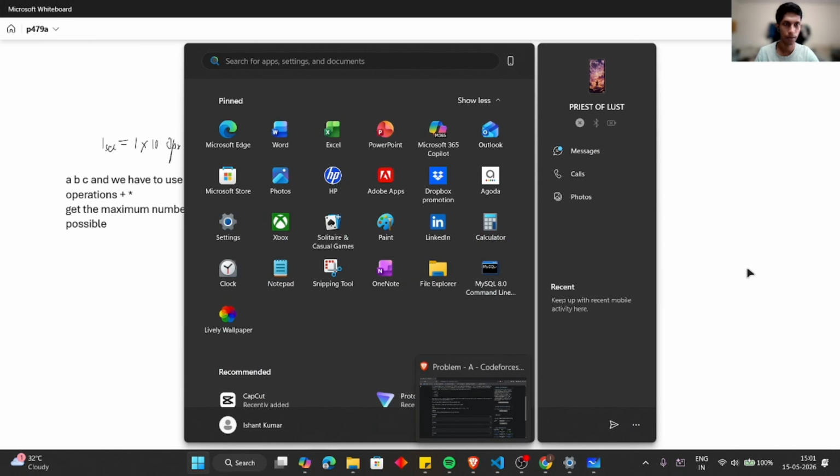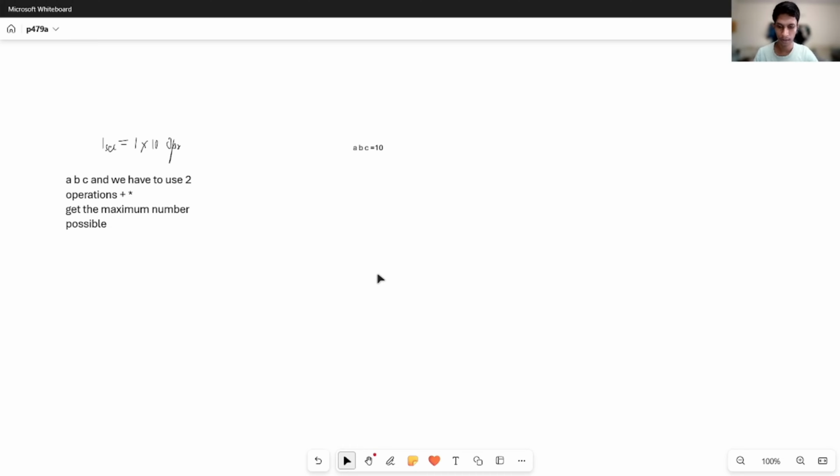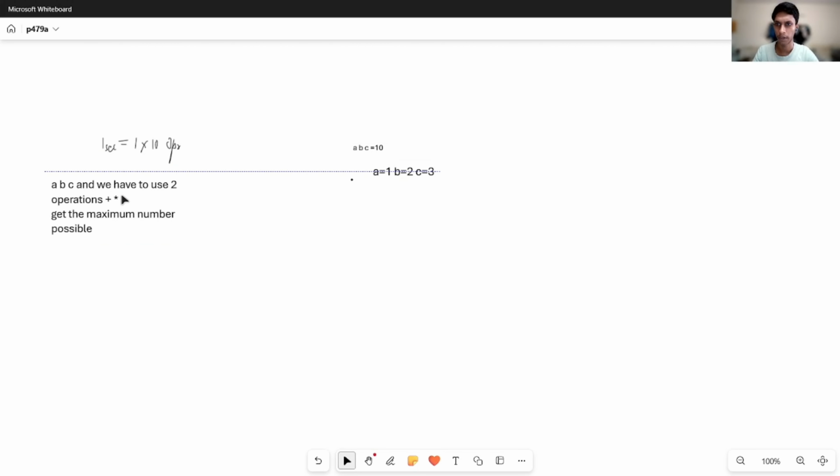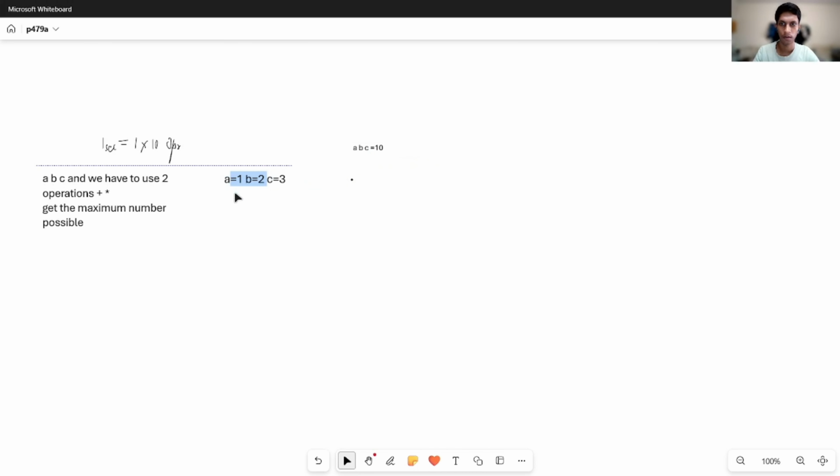So let's look at the first test case. For the first test case, A is equal to 1, B is equal to 2, and C is equal to 3. There are four possible things that we can do. We have two operations to perform and we have three numbers given. There are four possible manners in which we can put these three together.